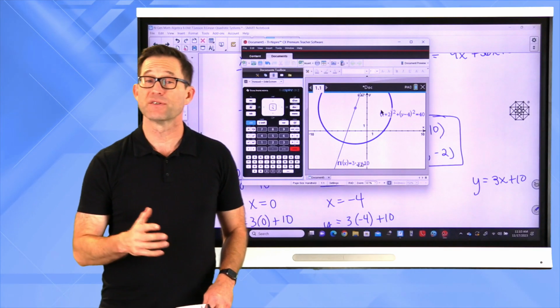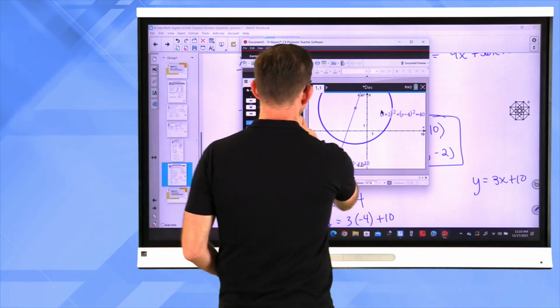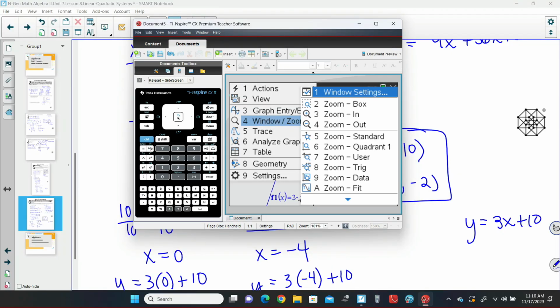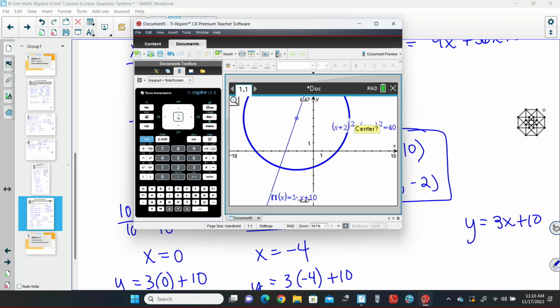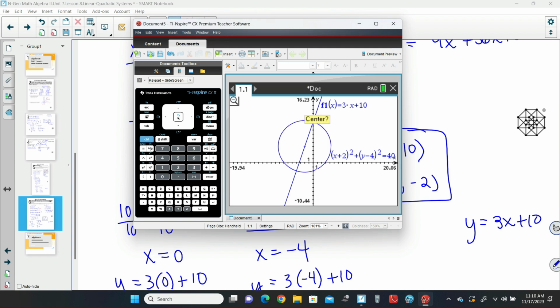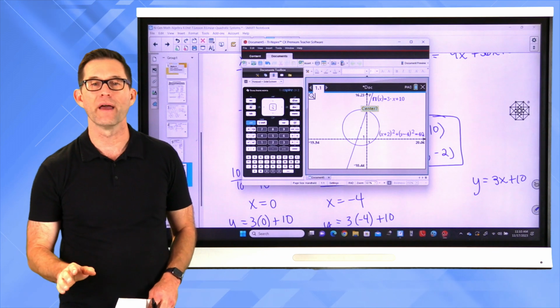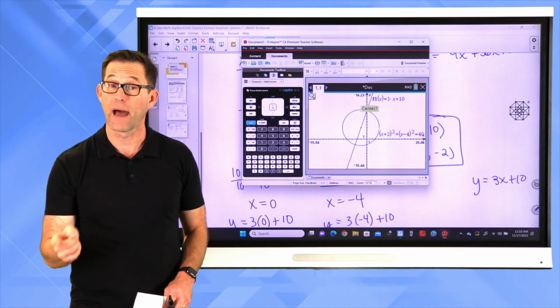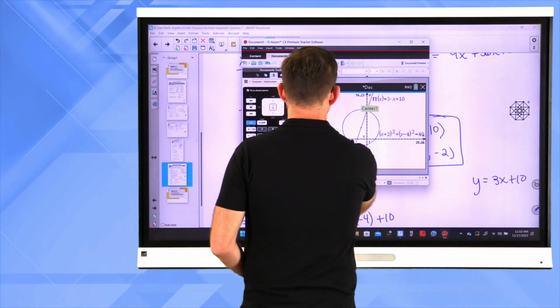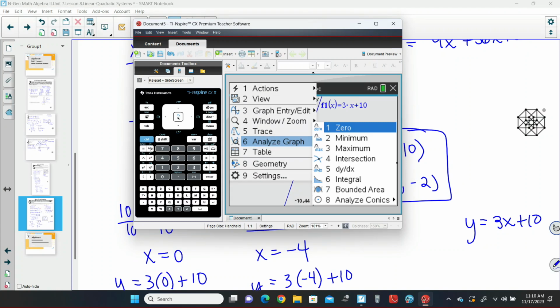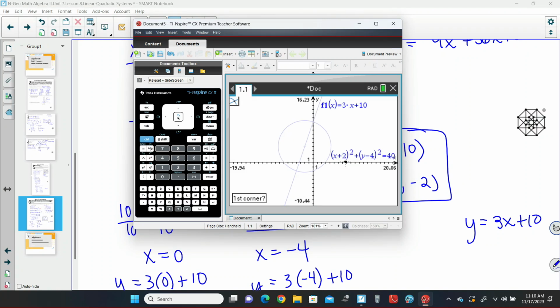Now, it doesn't get my circle entirely in there, and I'm almost scared to do any zooming right now, but I'm going to do it anyway, and I'm going to zoom out, and I'm going to get my circle center. It still thinks I want to zoom out. I don't know why. Anyway, what's cool is now we can use the intersection. One of the weird things about it is that it works a little bit differently. Notice here now it says first corner, right? It's asking you to basically put a box around where you think the intersection point is.